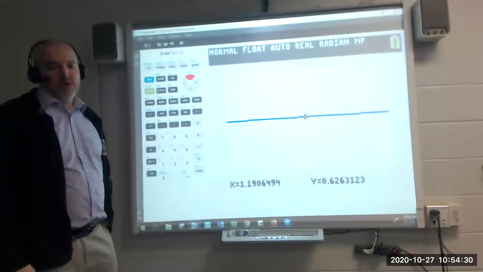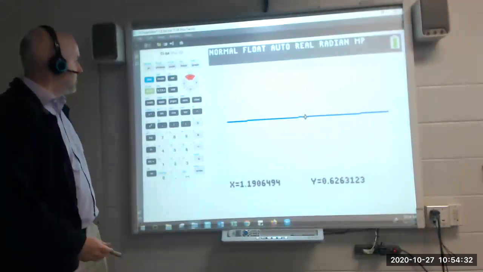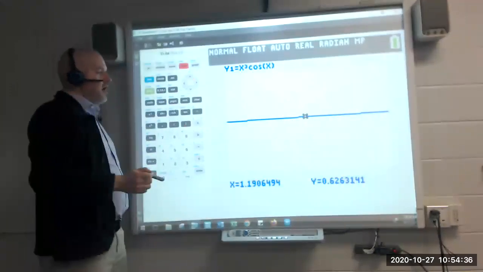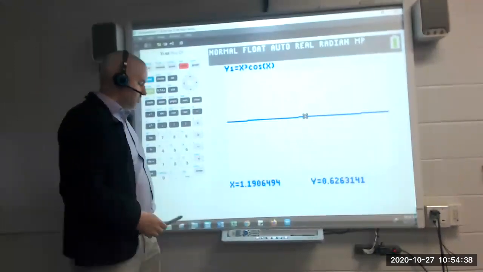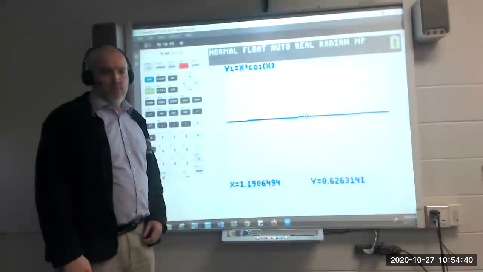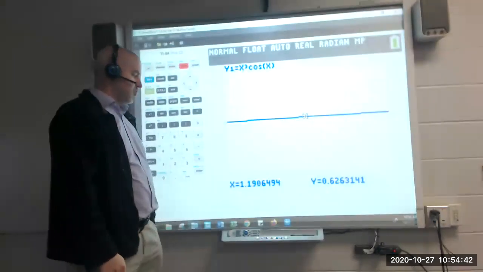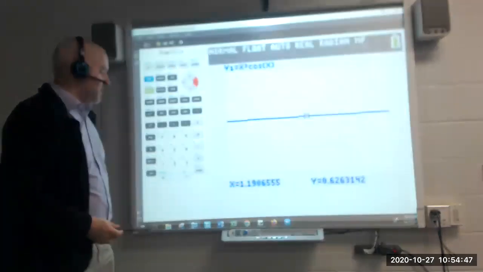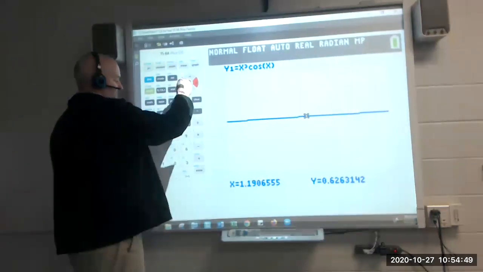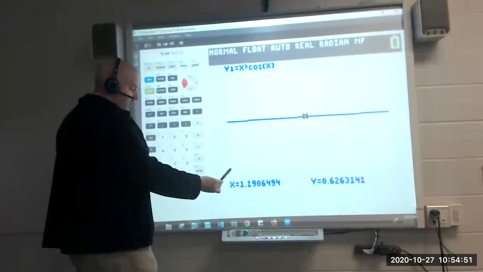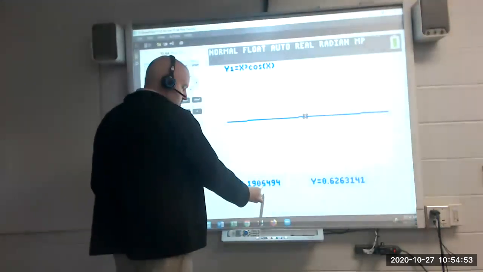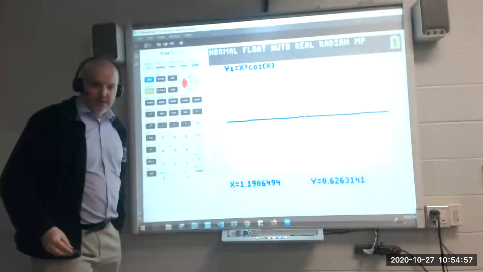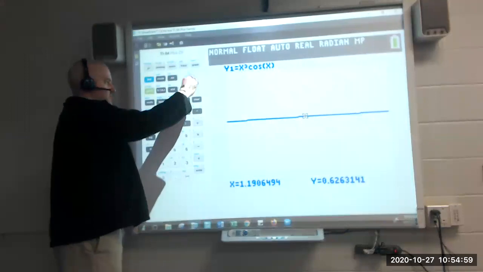I could keep zooming in quite a few times, but I don't want to because you don't want to sit for that. No one does. But I just want to demonstrate how much we've zoomed in. So if you look down here at the x value, it's at 1.1906494. If I go right just a little bit, it's 1.1906555. So that's 0.000001. That's how much change there is in x values.